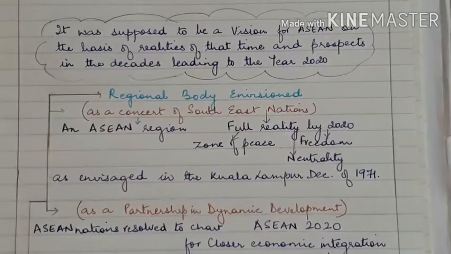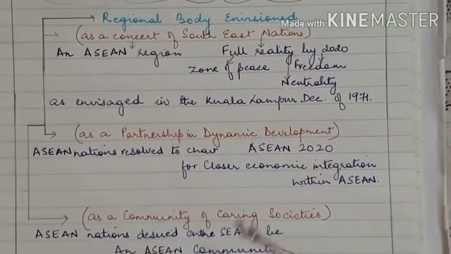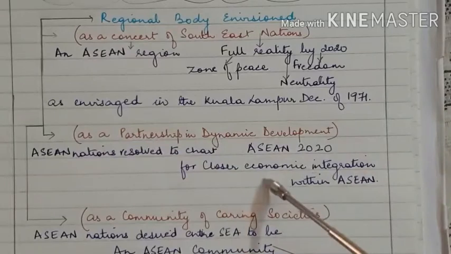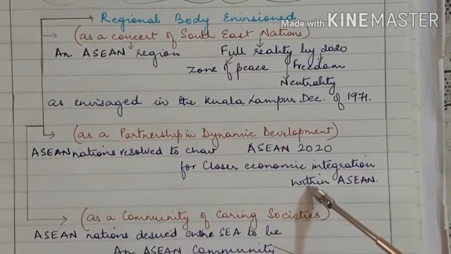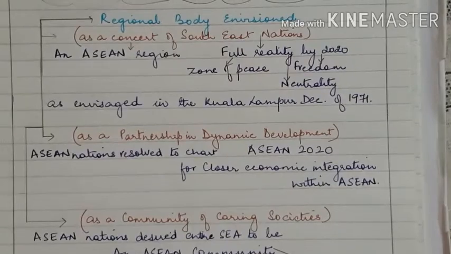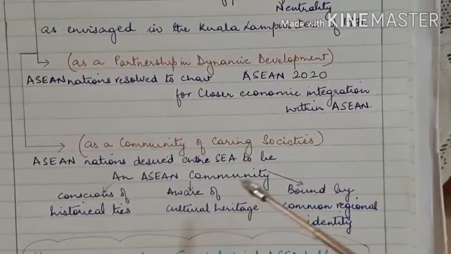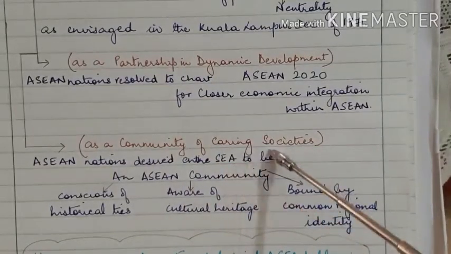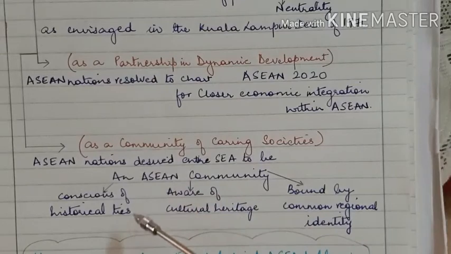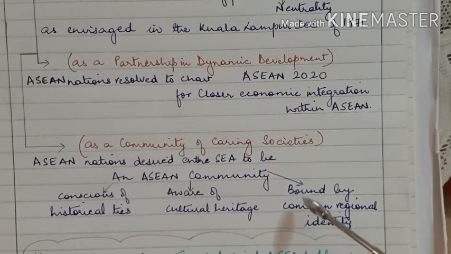As a partnership in dynamic development, ASEAN nations resolved to chart ASEAN 2020 for closer economic integration within the ASEAN countries. And as a community of caring societies, ASEAN's nations desired the entire Southeast Asian region to be an ASEAN community. It should be conscious of its historical ties, how historically they are bound with each other. It should be aware of cultural heritage and it should be bound by a common regional identity. That was the main agenda for ASEAN Vision 2020.